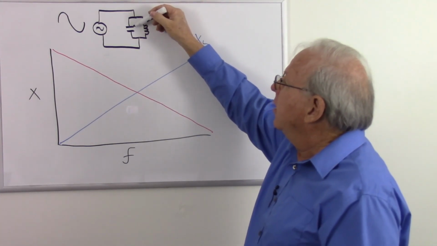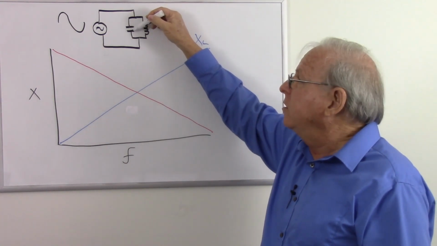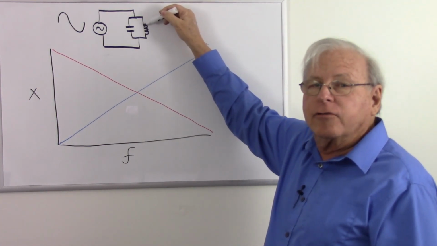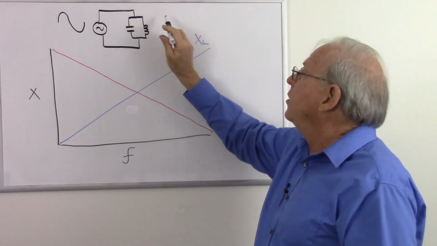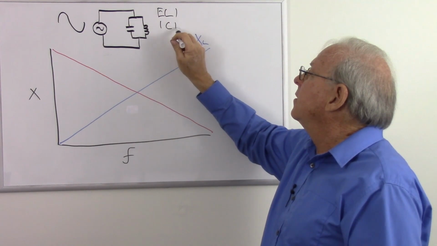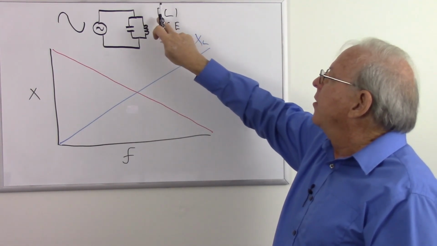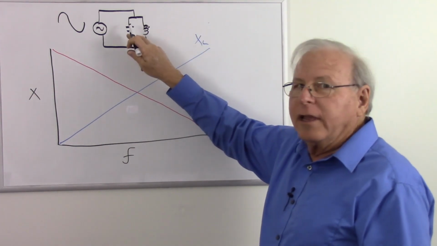Remember, the current in the capacitor is going to be 90 degrees ahead of the voltage, and the current through the inductor is going to be 90 degrees behind the voltage. Don't forget about ELI the ICE man. So the current's going to be ahead of the voltage in the capacitor, and the current's going to be behind the voltage in the inductor.